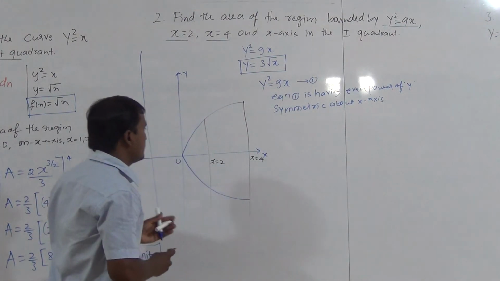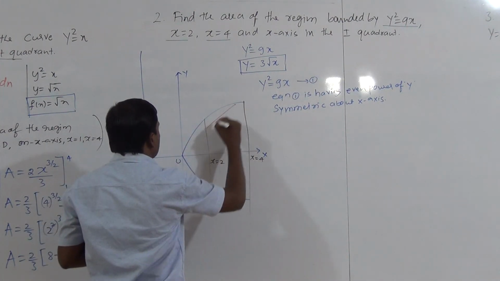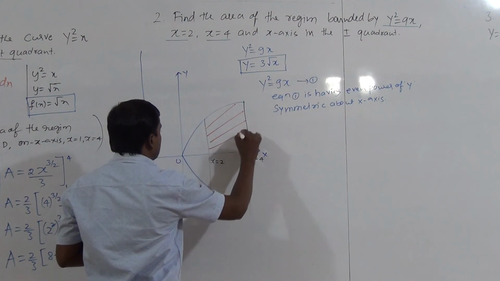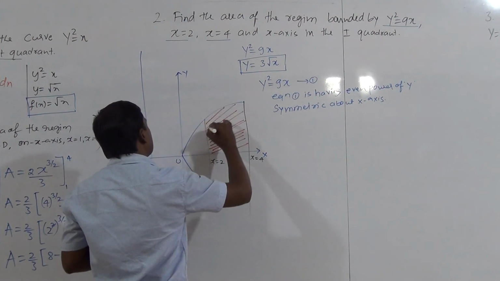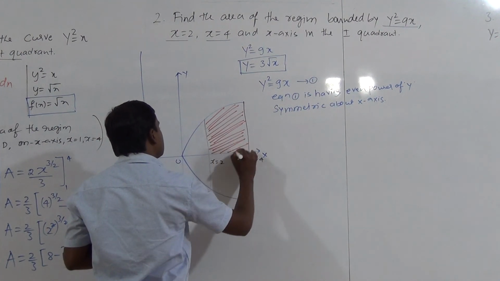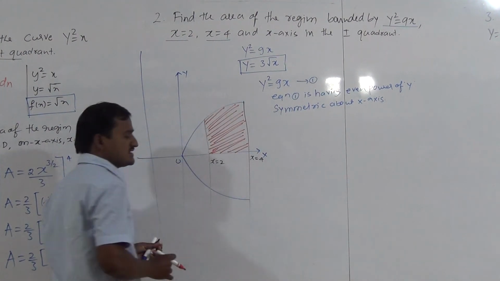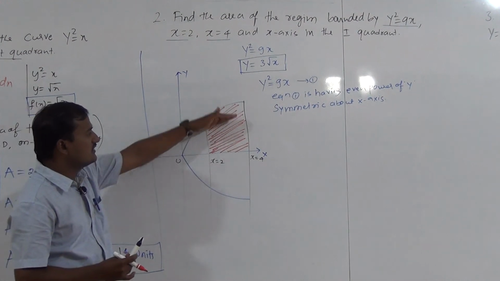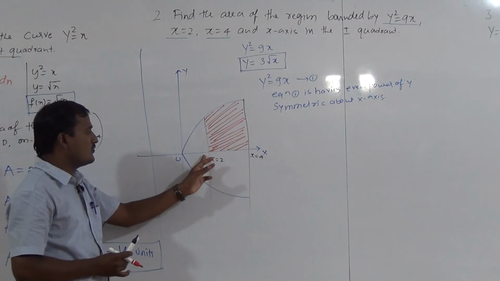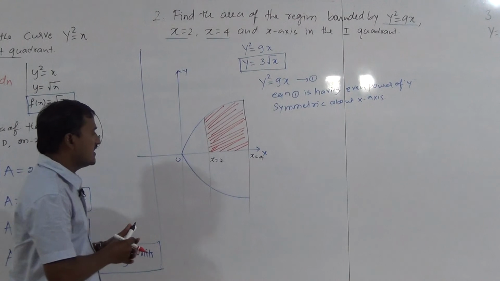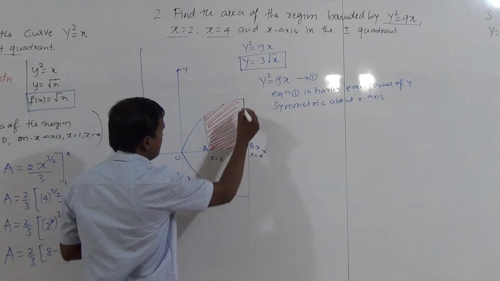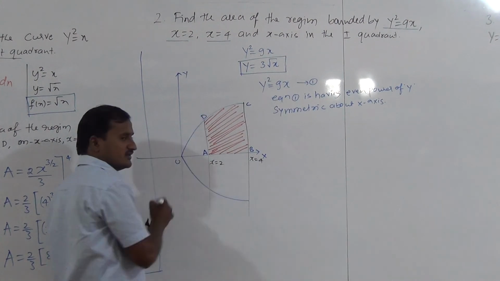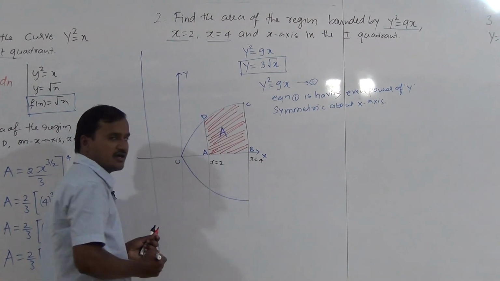The area lies in the first quadrant means I should take this area only. Here I should find this area only. So clearly this area lies on the x-axis and in the first quadrant only, from 2 to 4. Here I will mention the area is A, B, C, D. So this is the required area.